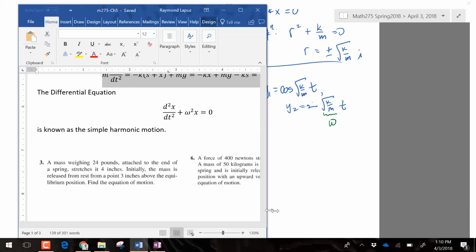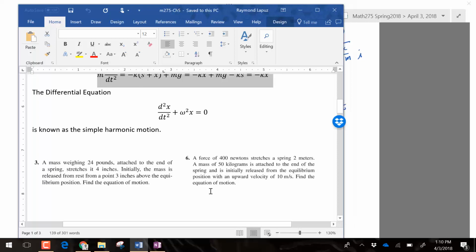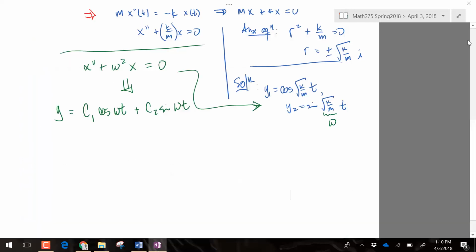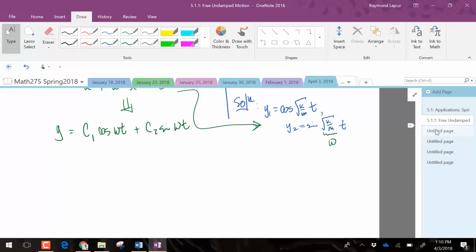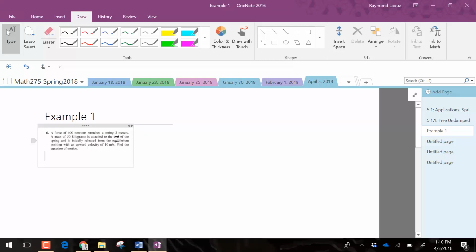So let's see if we could do an example. There's a couple of examples here. One's in pounds and one's in newtons. Any preferences? Newtons. Oh, that's small.